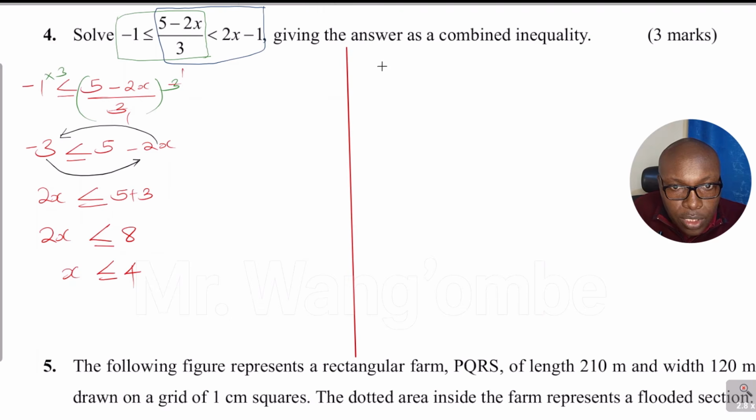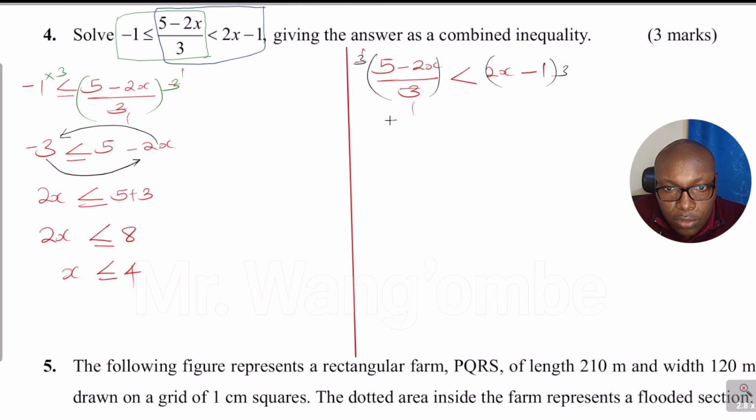The second one will be 5 subtract 2x divided by 3 less than 2x subtract 1. Again, you solve for x, so I will begin by eliminating the 3 by multiplying both sides by 3. This one will divide out, so we'll have 5 subtract 2x less than 6x subtract 3. You open these brackets, multiplying everything by 3.